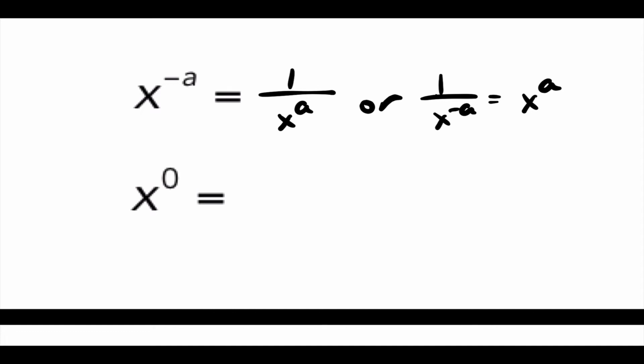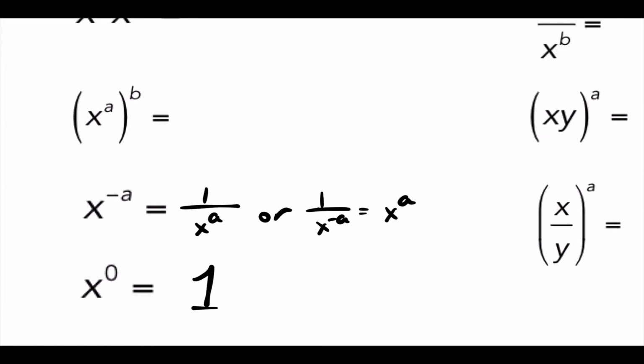It either moves to the bottom, or if it's in the bottom, it moves to the top and it becomes positive with the base and the exponent. Okay. And then anything to the 0 power is always going to be 1. Not 0, 1. Anything to the 0 power: number, letter, fraction, decimal, it doesn't matter. Anything to the 0 power is always going to be positive 1. Okay.